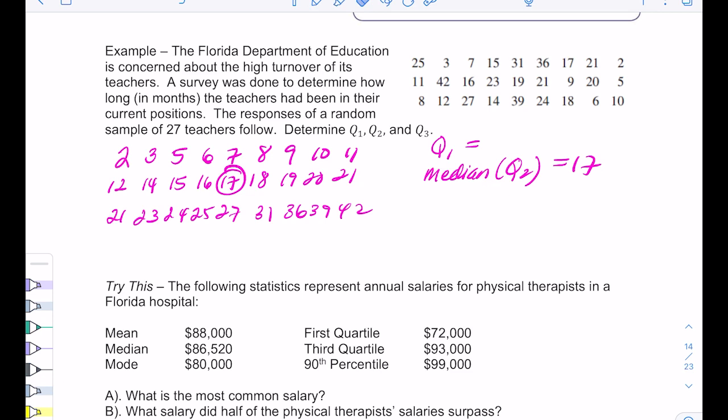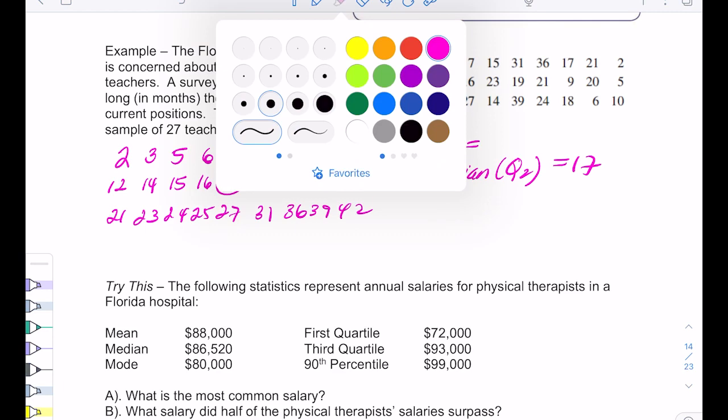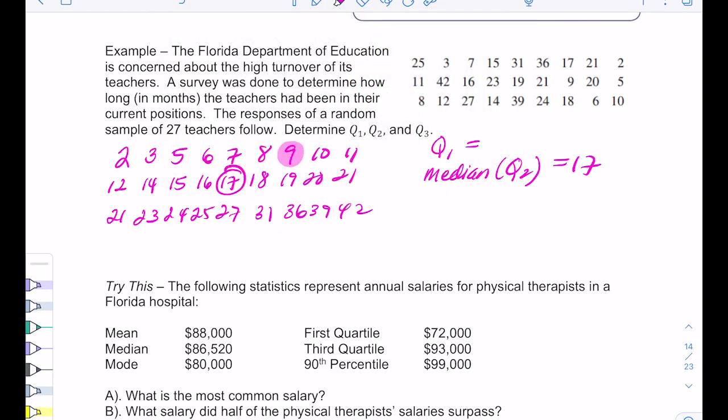If I go from 2 to 16, the middle number is 9. You can count. You've got 1, 2, 3, 4, 5, 6 numbers there, and then 1, 2, 3, 4, 5, 6 numbers there. So 9 is in the middle. And then Q3 is going to be the middle of the last part of your data, from 18 to 42. And the middle number there is 24.